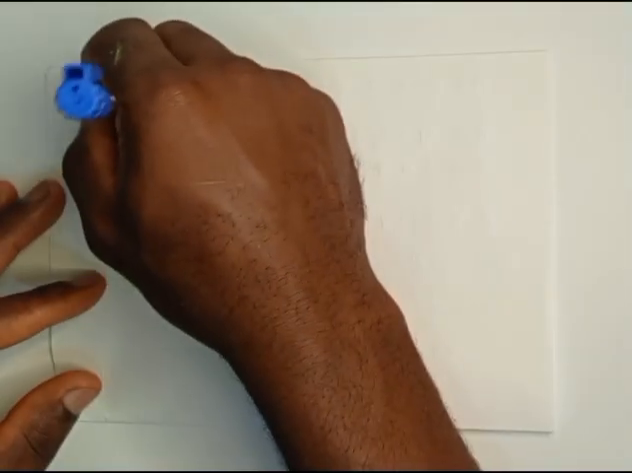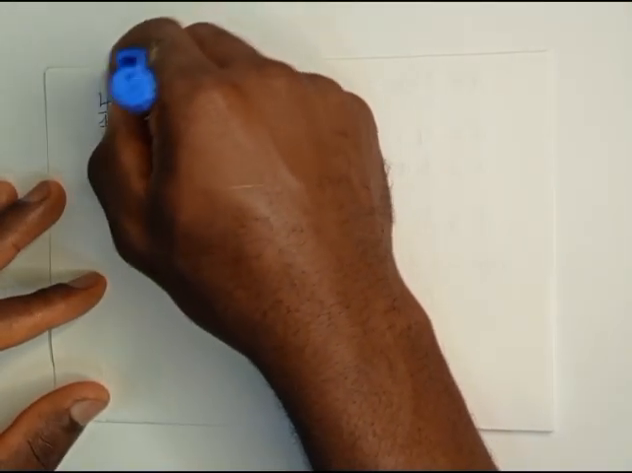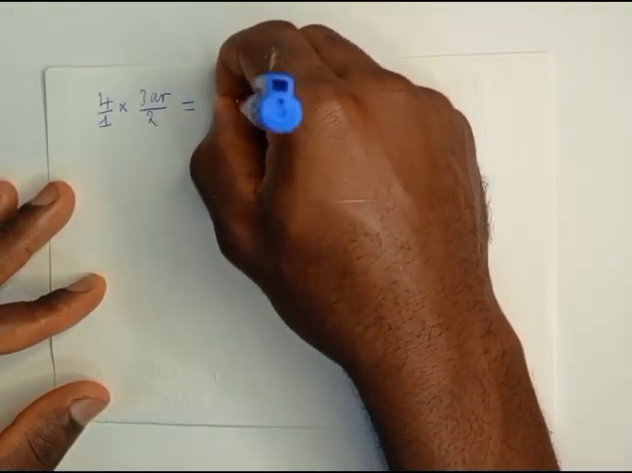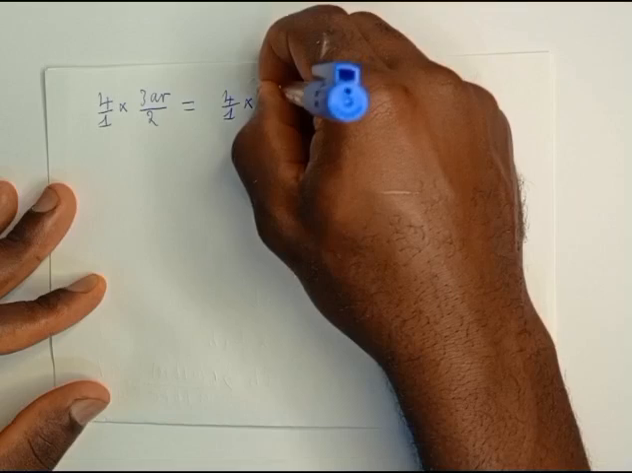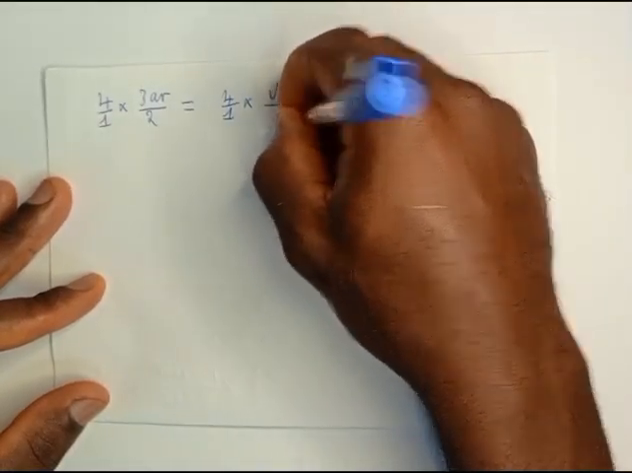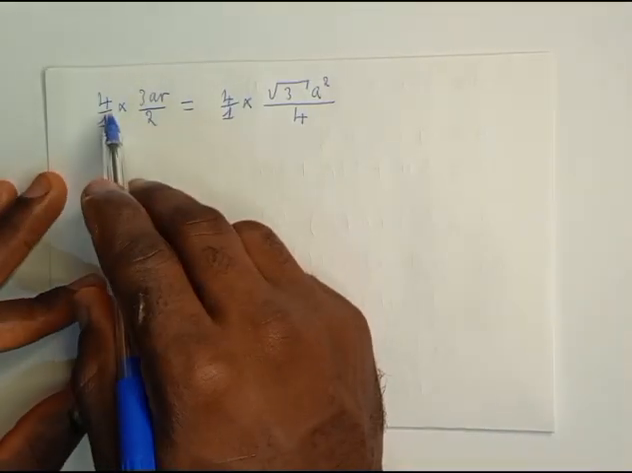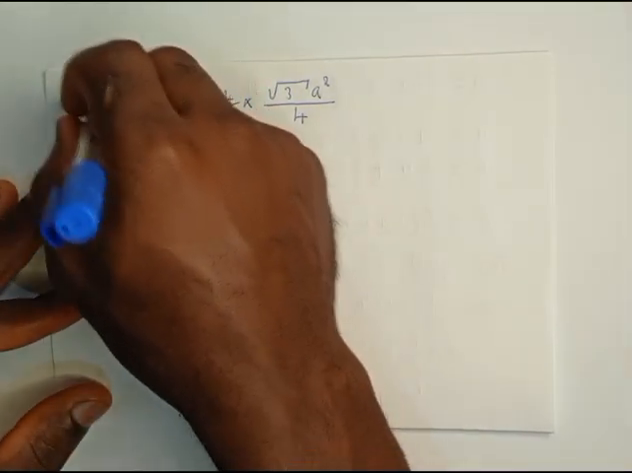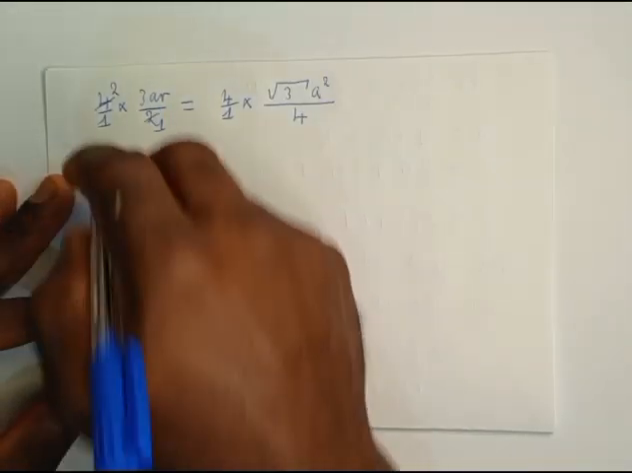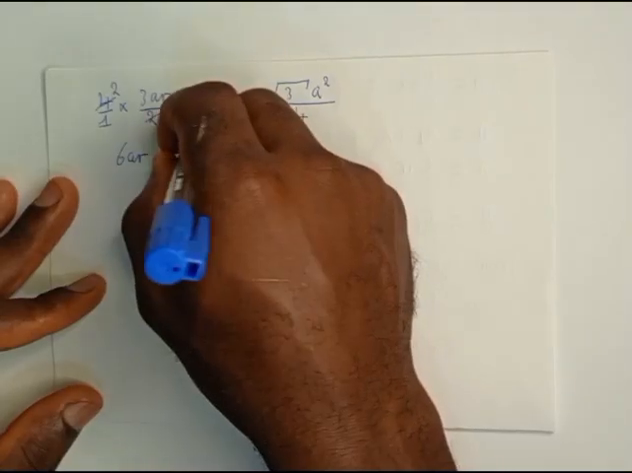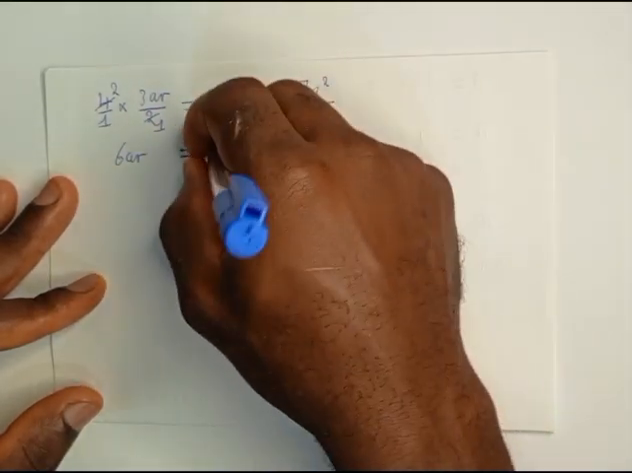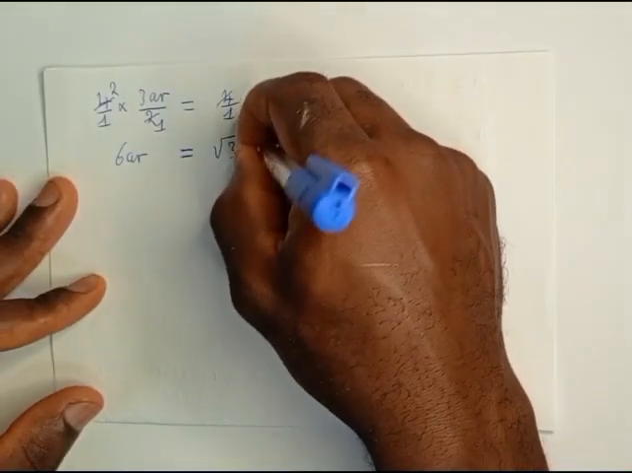4 over 1 times 3 AR on 2 is equal to 4 over 1 times root 3 A squared on 4. 2 will go here 1 time, 2 will go into 4, 2 times. We'll be left with 2 times 3 AR. This will give us 6 AR to be equal to, we'll cancel this 4, we'll be left with root 3 A squared.